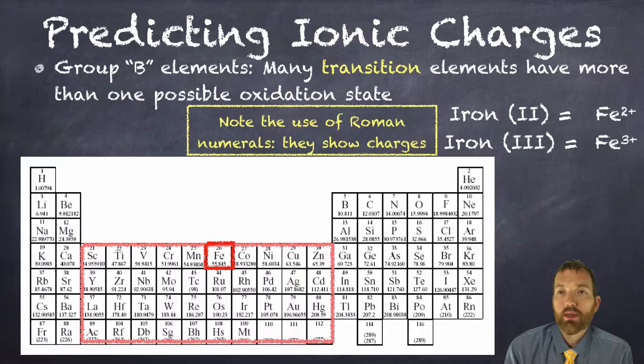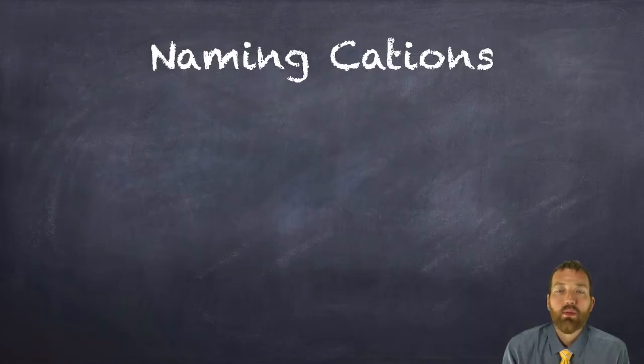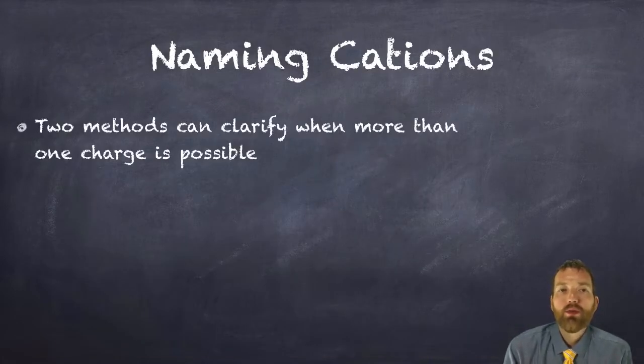So this actually makes your life easier. If you have a Roman numeral, you automatically know what charge it is. If they just give you an element that is in the transition metal zone here, you have to look to see what kind of charges it has. More on that later.